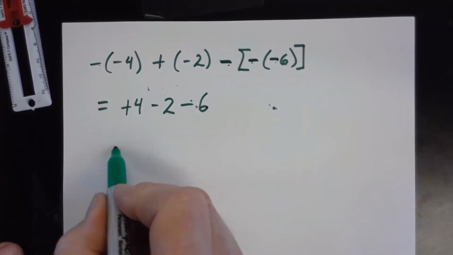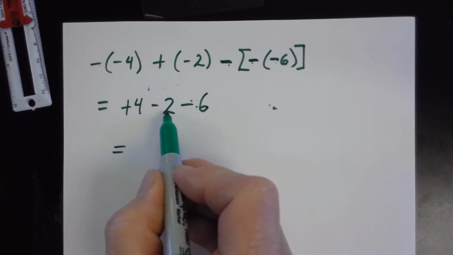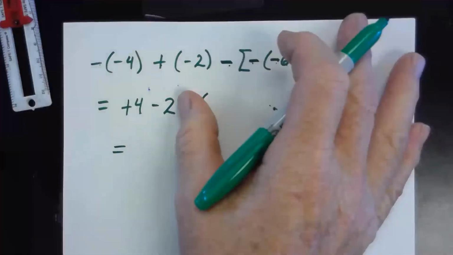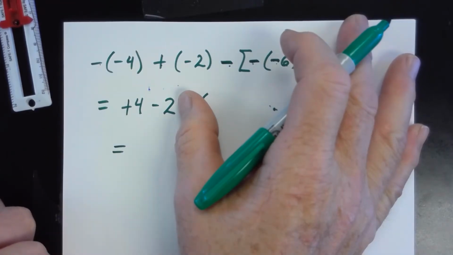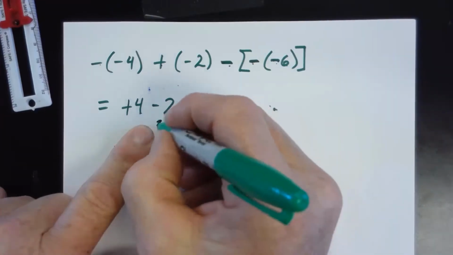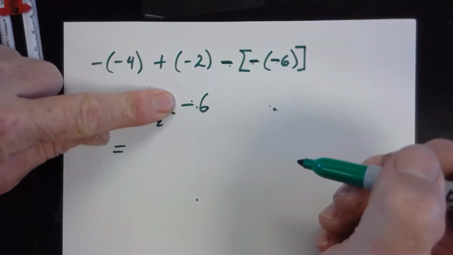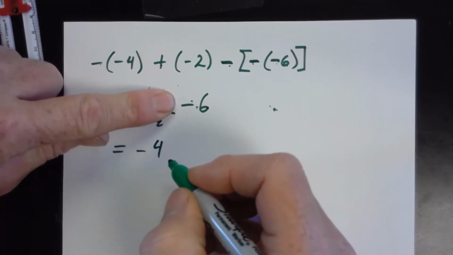And then once we do that, 4 and negative 2, put them together. Wait, whoa. 4 and negative 2, positive or negative? Positive what? 2. Okay, positive 2 and negative 6, positive or negative? Negative what? I still hear you guys going 4.